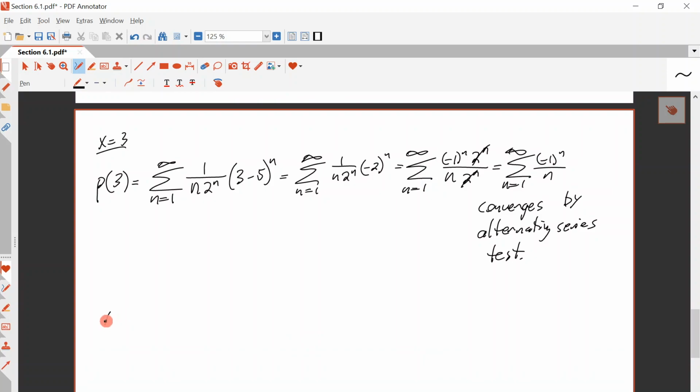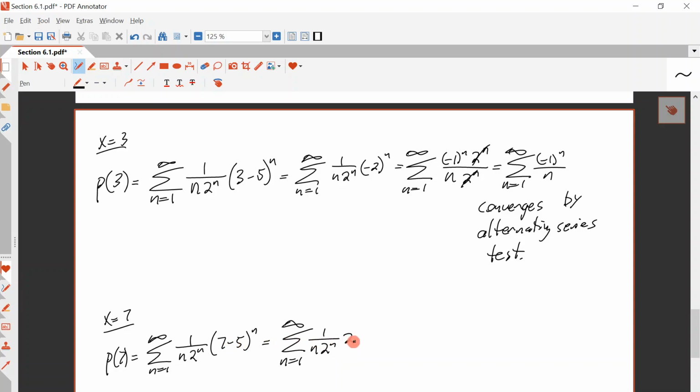So that's x equal to 3. Now x equal to 7. P of 7 is the sum n equals 1 to infinity of 1 over n 2 to the n, times 7 minus 5 to the n. 7 minus 5 to the n is just 2 to the n, so those cancel. And this is the harmonic series, which diverges.